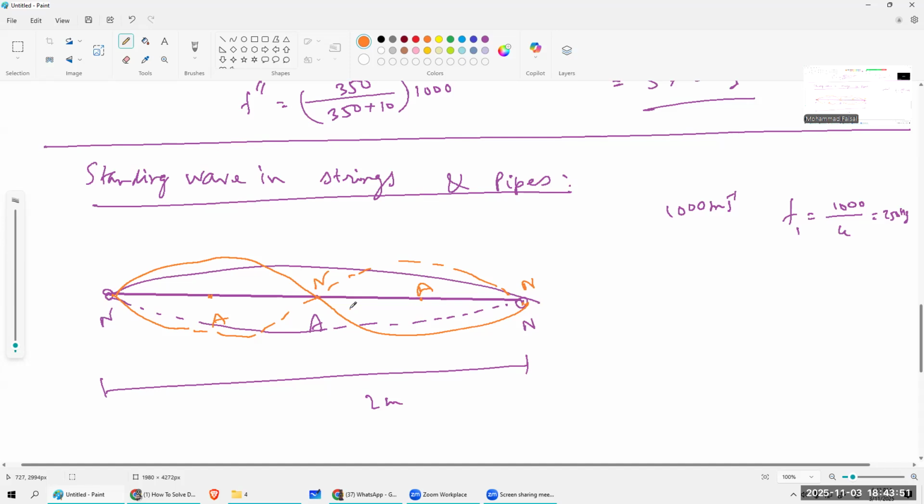What is the wavelength of this wave? No, you have 2 loops within the whole length. 2 loops means 1 lambda. So what is the wavelength? 2 meter. You have two loops. Two loops mean 1 lambda. So the total wavelength is how much? 2 meter. So how much would be the frequency in this case? 500 hertz. আর এটা কত ছিল? এটা কত আসছে? Do you see a pattern?